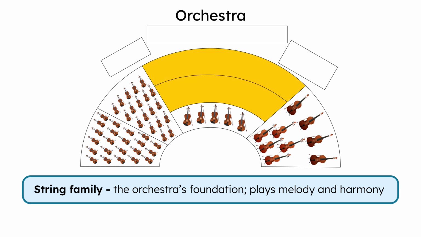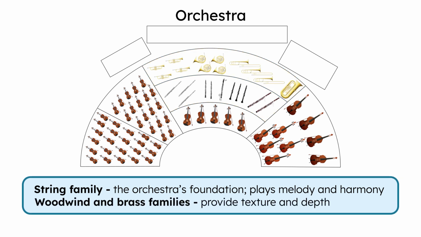Then there are two other instrument families that provide texture and depth to the music. They offer composers a lot of variety with the timbres they can create. Any idea which families these might be? The woodwind and brass families. Composers can do so much with them.